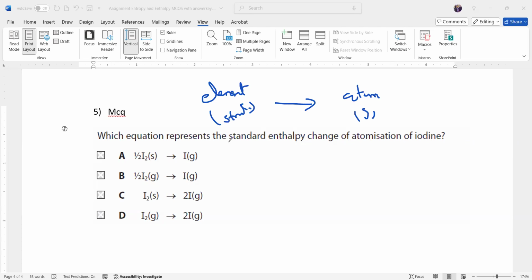So what is the standard state of iodine? Iodine at room temperature is solid. So it means iodine must be solid, and we want to produce atoms of iodine in a gaseous state. So how many? We need a half mole of iodine, which is in a solid state, and we produce iodine atoms. So that's why A is the right answer.